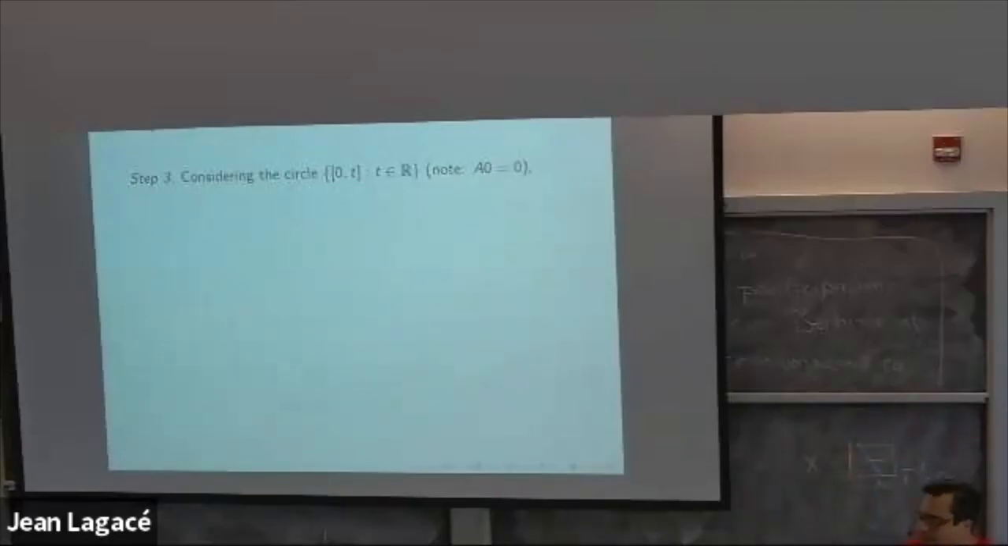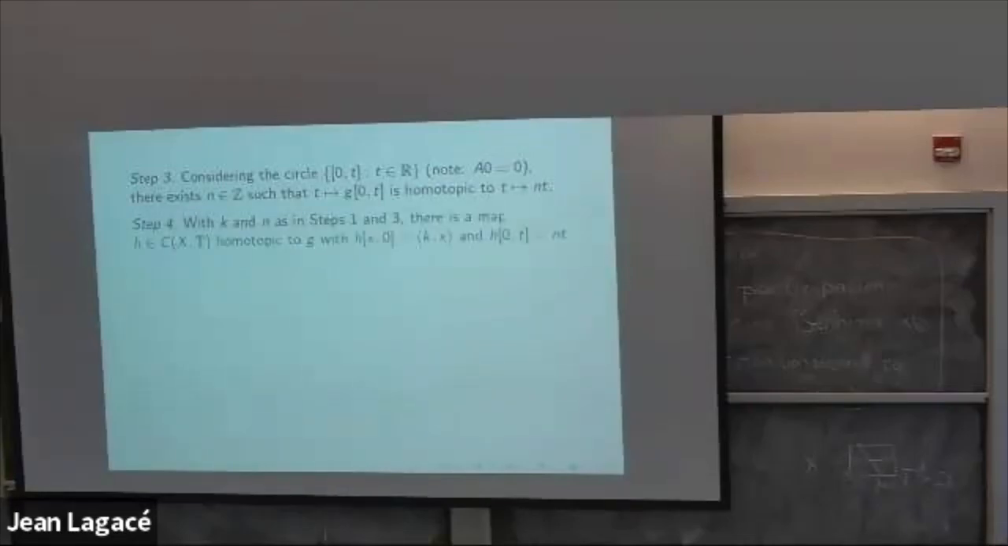Okay, and now I do the same thing. I have this continuous function on the whole thing restricted to a continuous function on this circle. That circle is such that continuous functions on it are homotopic, again, to a character. And so this is where the n comes from. So there exists an n, so that this map here is homotopic to multiplication by n. And so now I found k and n.